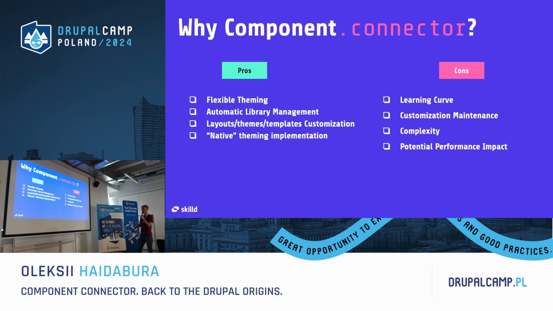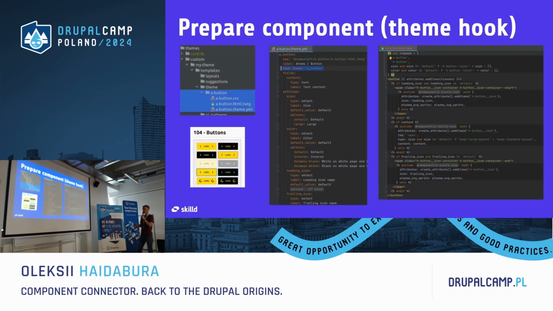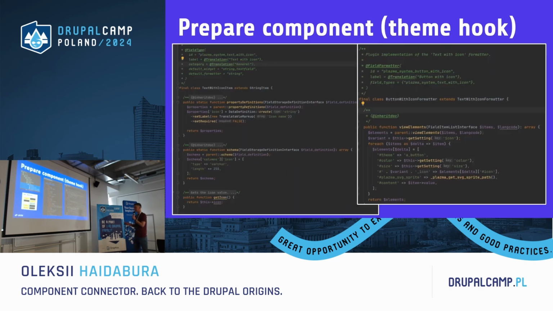Automatic library management. When you create a component, all CSS files and JS files will be automatically registered as libraries and attached to this component automatically. So you don't need to care, you just create a CSS file and do the job, or a JS file, and it will be attached automatically.